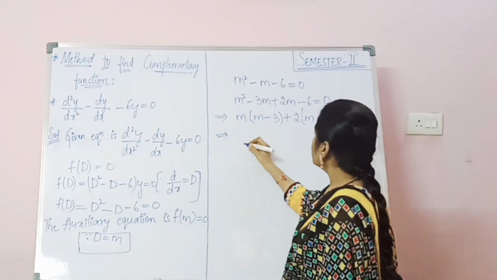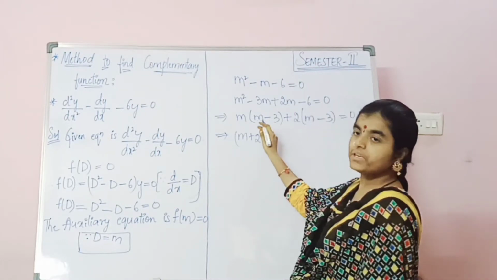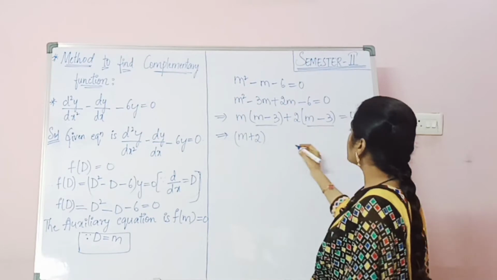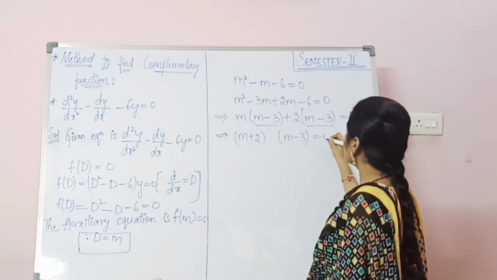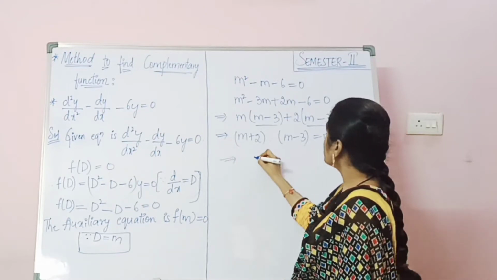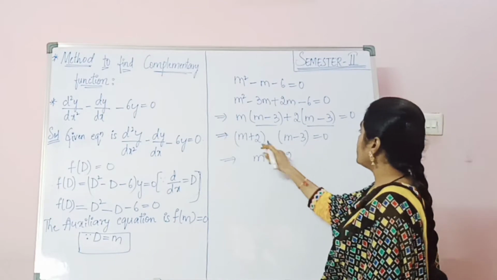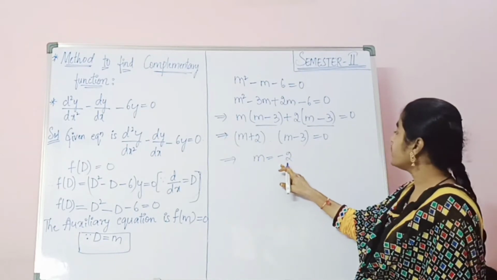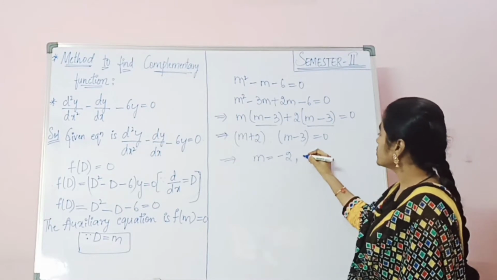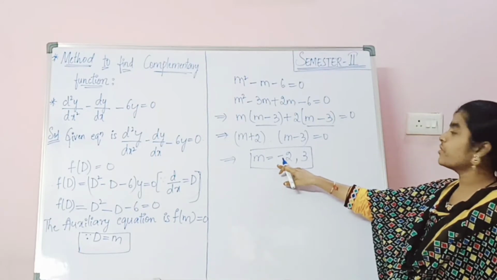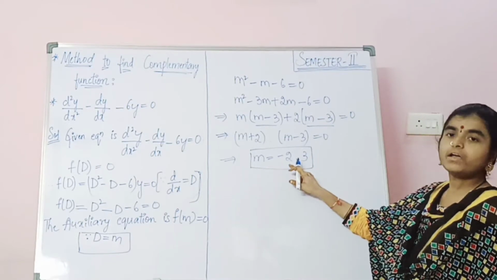So m plus 2 into m minus 3, where m minus 3 is common, equals 0. What are the roots? m plus 2 equals 0 means m equals minus 2, and m equals 3. These are the roots of the auxiliary equation: m equals minus 2 comma 3.